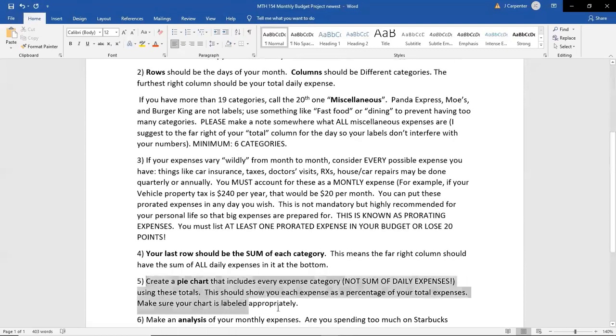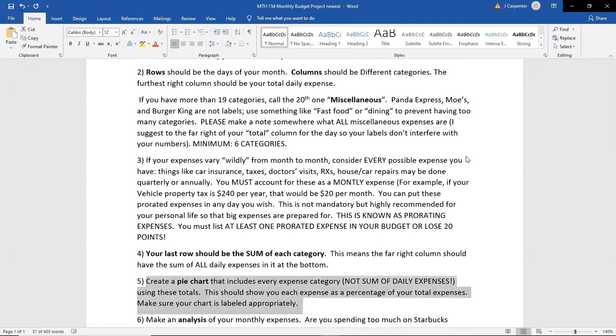Next, I want you to create a pie chart, big fan of this for budgets, that will include every expense category with the exception of the sum of daily expenses. We've talked about with pie charts why you don't want to have the regular categories and then a sum category. This was very early in the semester.